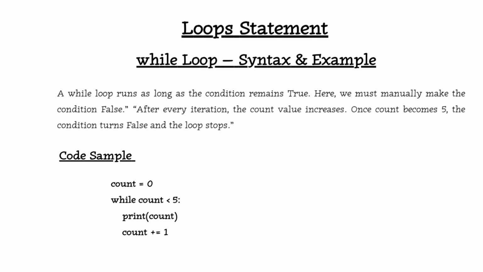I have written count equal to 0, while count is less than 5, and then I'm using the print function to print the respective count. Then after printing, I use the count variable to increment it by 1. So I perform the operation over here to increment it by 1. Once the count becomes 5, the condition turns false and the loop stops. And for the same, I will explain a practical example later as well. We will see how it exactly works in Python.